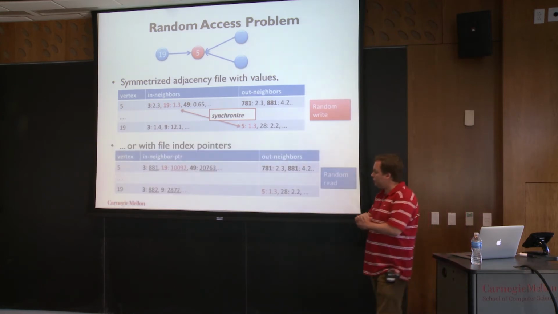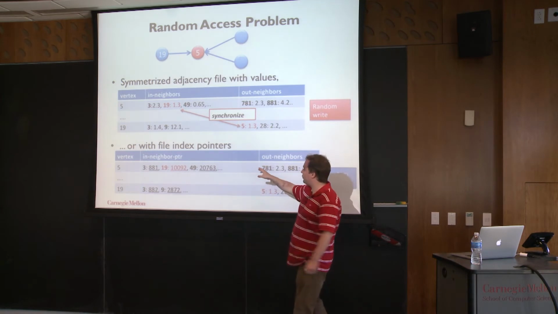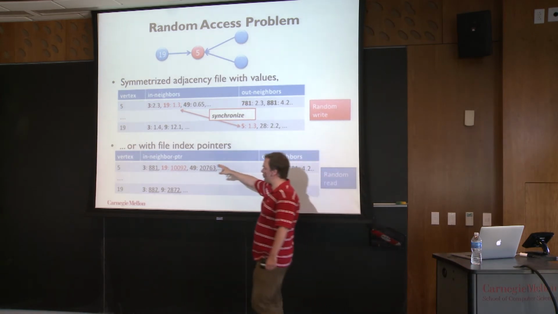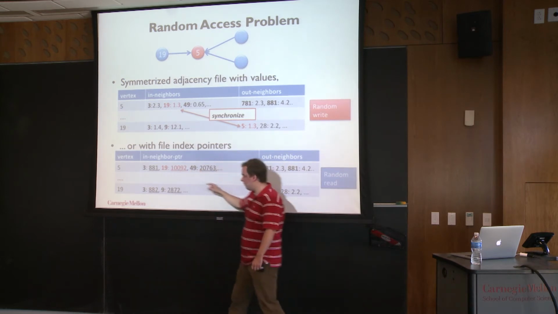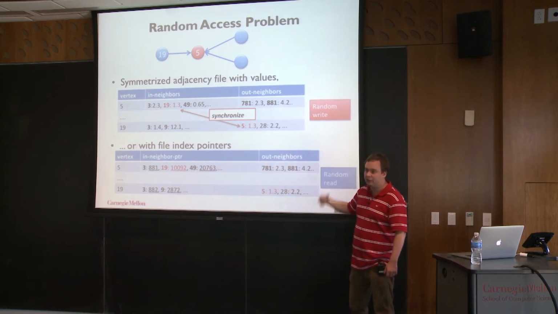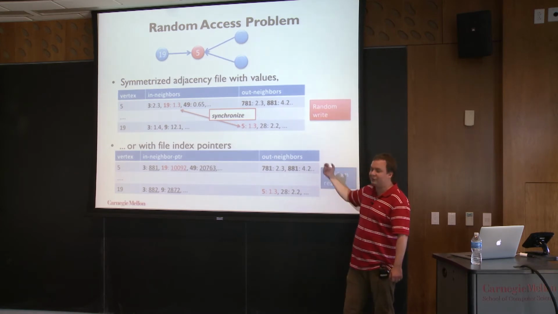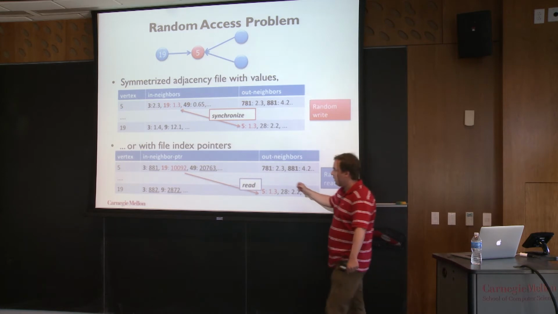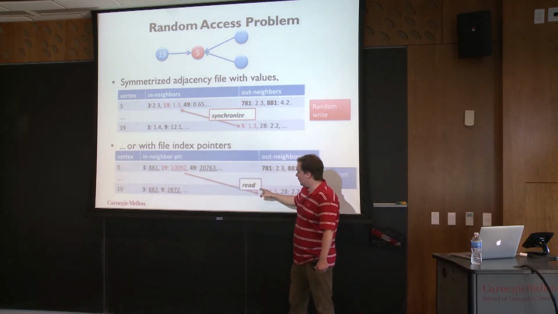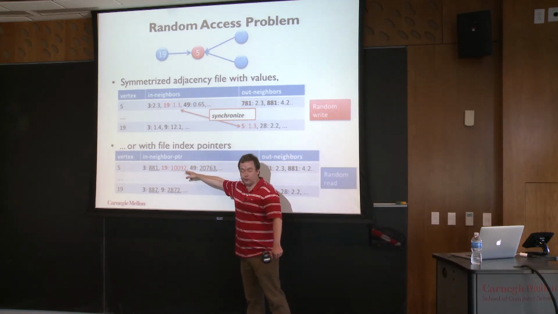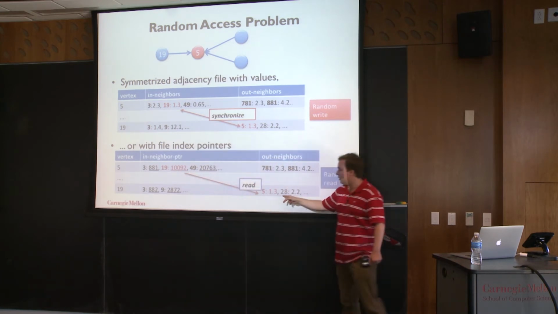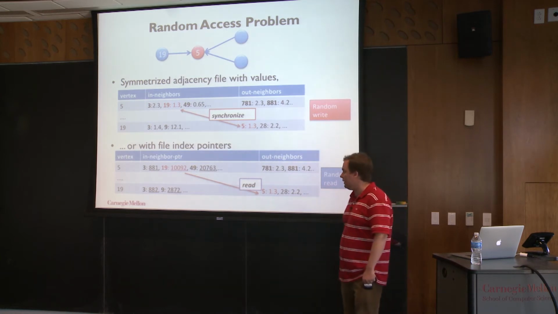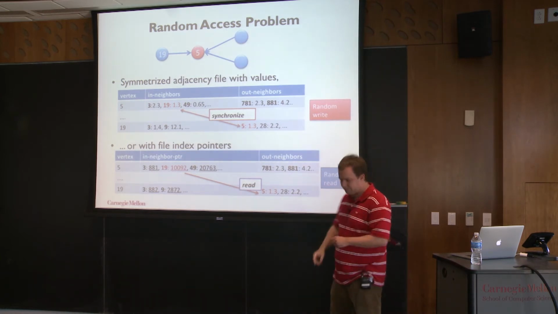We can, of course, do better. Let's say instead that each vertex owns its out neighbors and has the values of them, but for in neighbors, we just store a pointer where the value is in the out neighbor list of that vertex. So now when we load vertex 5, we need to read the value of the edge from 19 from the out edge list of vertex 19. And this requires a random read, and that's already much better than random write.